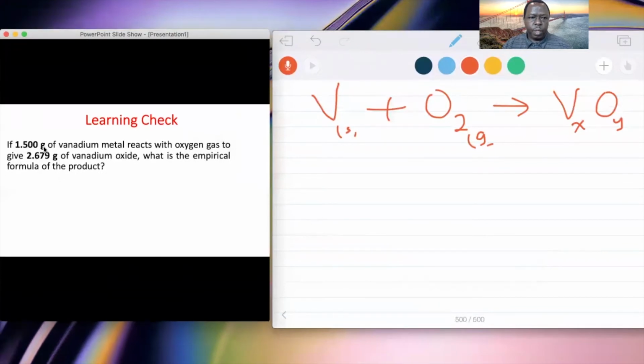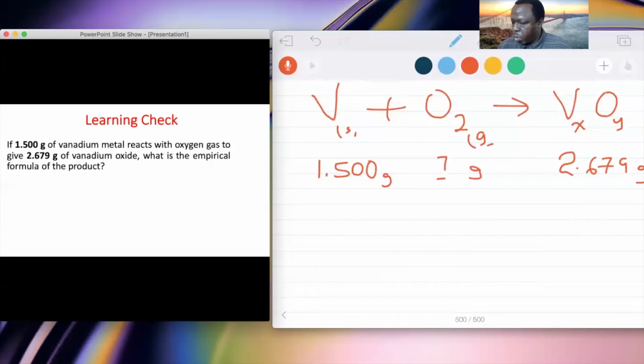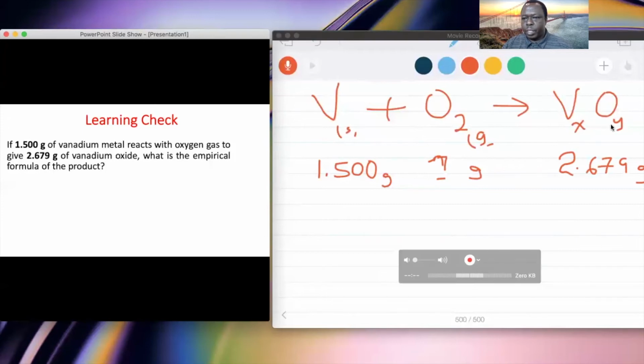From this question, we know the mass of vanadium, 1.500 grams. We don't know the grams of oxygen, but we know the mass of the product, 2.679 grams. This is a question mark. We want to determine the value for X and the value for Y, the simplest whole number ratio, to get the empirical formula.